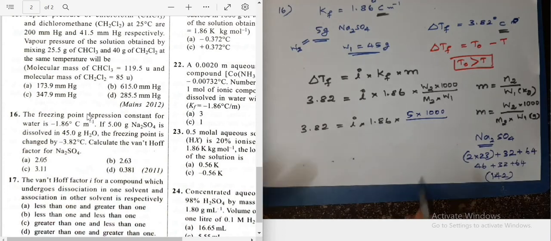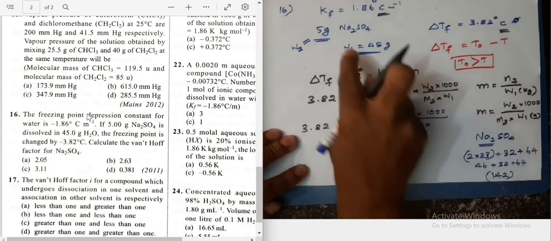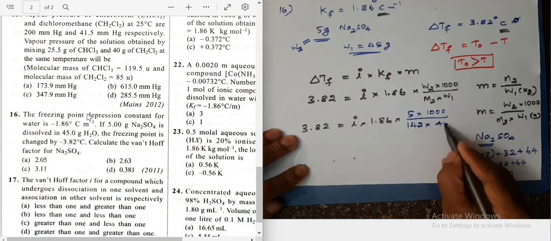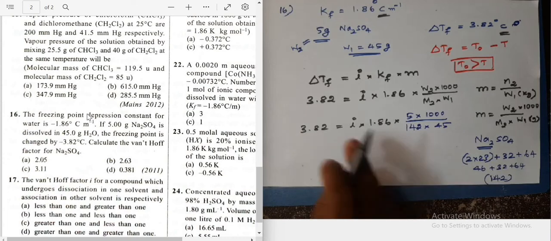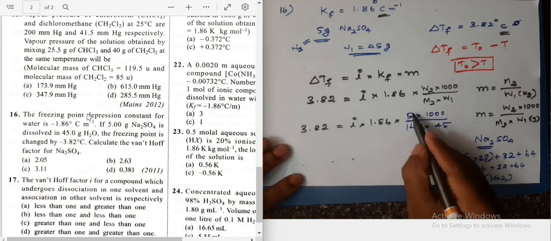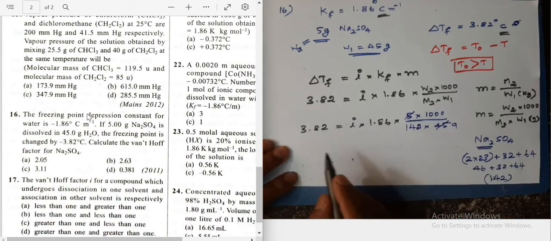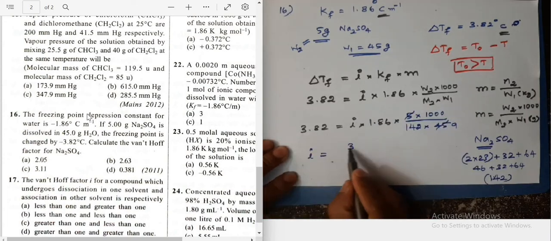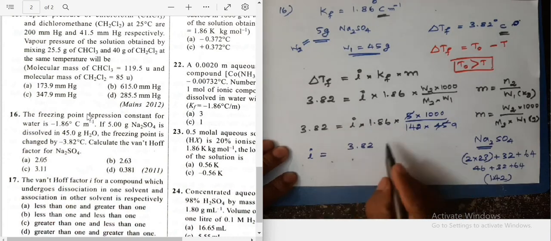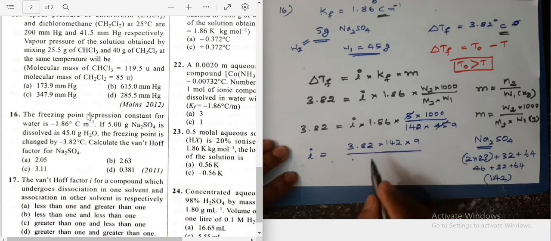For sodium sulphate, let me put that value here, 142 into mass of solvent. Mass of solvent is 45 gram. So we'll get an expression. Now we have to simplify this. 1 5 is 5, 9 5s are 45. So i is equal to, bringing all this quantity to the left hand side, i equals 3.82 into 142 into 9 over 1.86 into 1000.